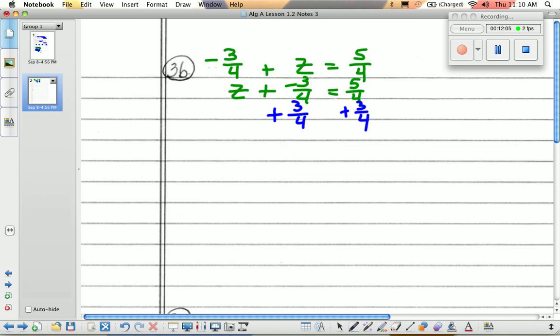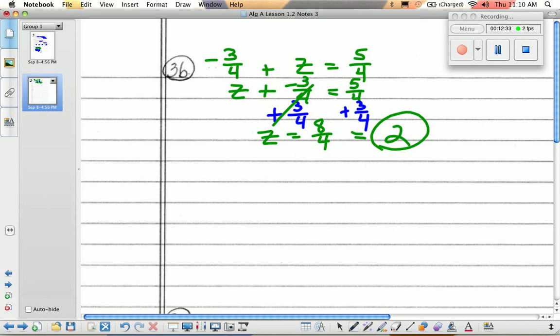Okay? Well, we're adding. These guys take care of each other. They cancel each other out because they're opposites. And do these guys have the same denominator? Yes, they do. So we end up with Z equals how many fourths? 8/4, and that is 8/4, which can be simplified to 2. So we say our solution is 2.